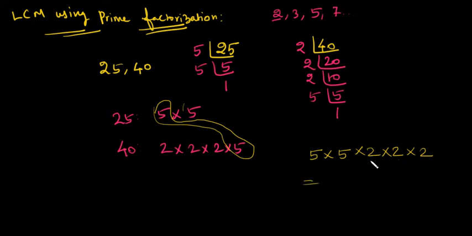So how will you find? 2 into 2 is 4. 4 into 2 is 8. 8 into 5 is 40? No, 5 and 6 are 30. 30 into 5, it would be 150. So what is the least common multiple of 25 and 40? 150 is the answer. So the least common multiple of 25 and 40 is 150.